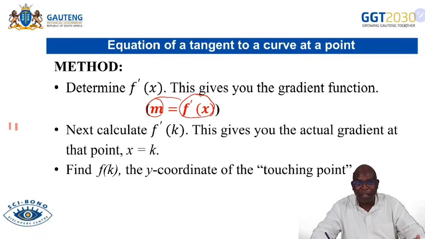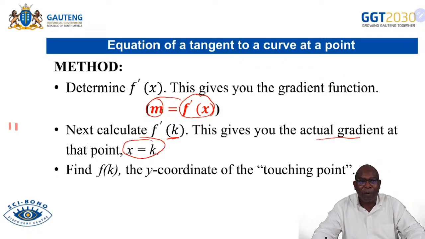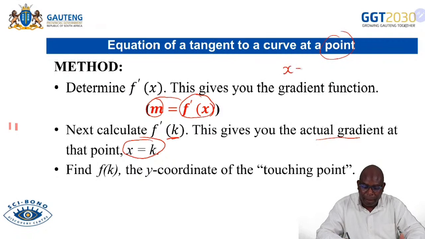And with the gradient function, I know it is at the point. I can then substitute that point there. So this will give you the actual gradient if I substitute the value of x by whatever it is given. Then I can find f of k. You remember, I'll be given a point. I need a point, for instance. So I'll be given x equals, for instance, k.